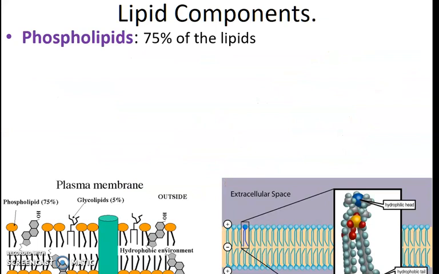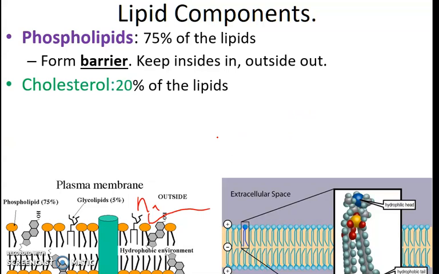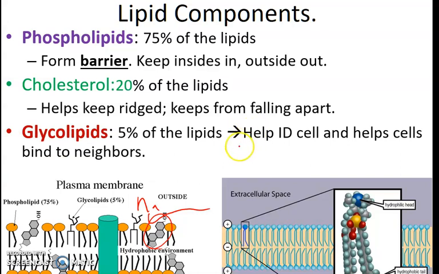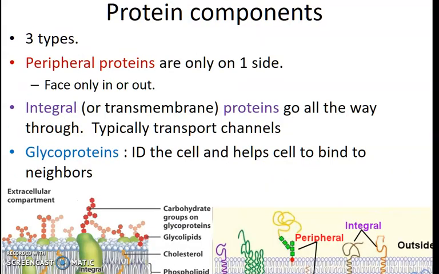Where we left off on the slides, phospholipids are the majority lipid, and they form a barrier. They don't let sodium into the cell. It goes, nope, I'm out of here. It does not let potassium escape. Cholesterol is the second most common one. These are cholesterol molecules, and they help keep it rigid. It keeps it from falling apart. And then glycolipids are identification markers. And again, don't memorize the actual percentages.